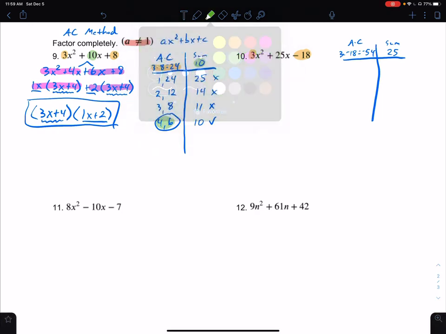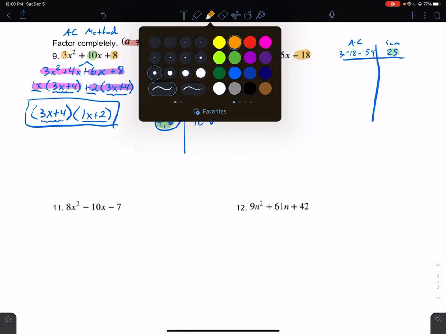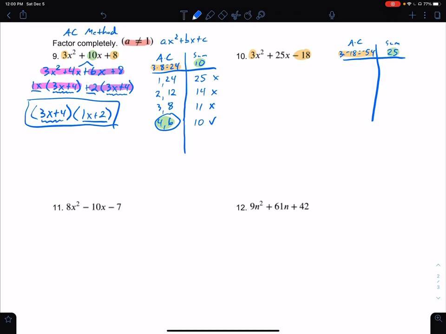So let's stick to our highlighting here. So we need factors of negative 54 that add up to 25. So 1 and 54. Now it's negative, so one of them is going to have to be negative. So I'll write them twice with each option.